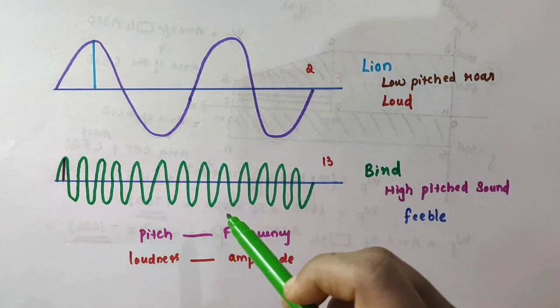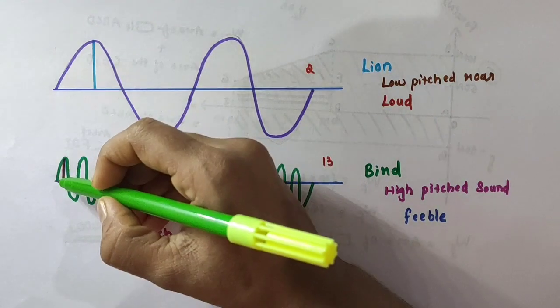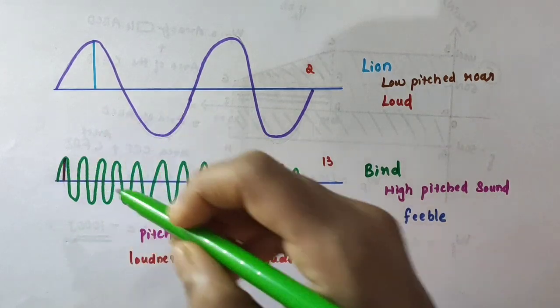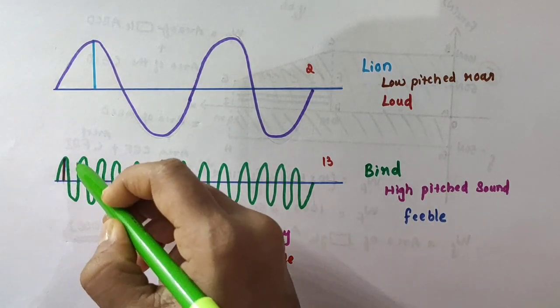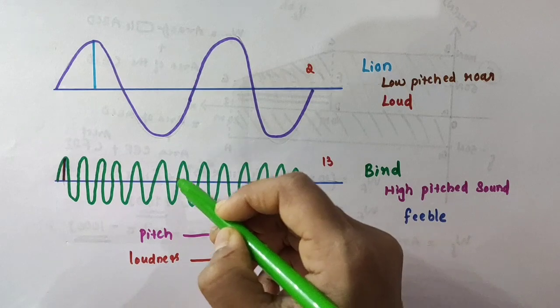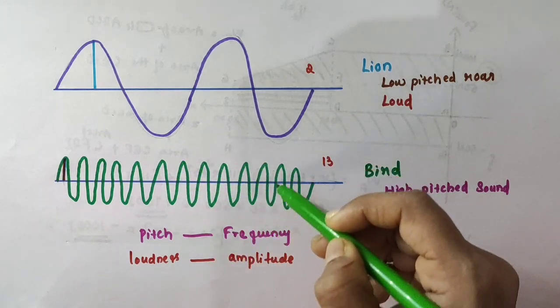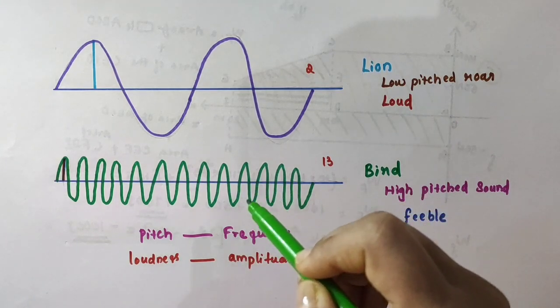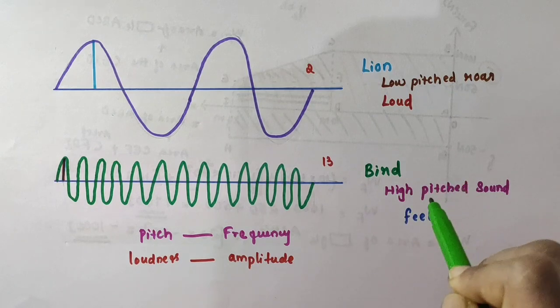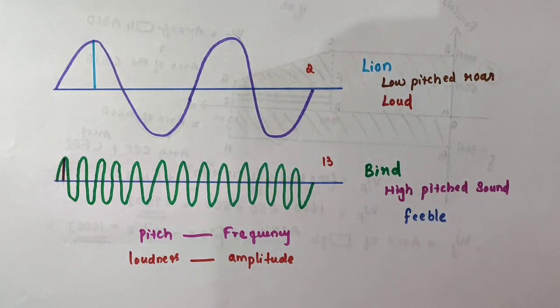But in the case of a bird, see the amplitude is less, so the sound of the bird is quite feeble. But see the frequency: 1, 2, 3, 4, 5, 6, 7, 8, 9, 10, 11, 12, 13 oscillations are there in 1 second. So frequency is higher here, hence a high pitched sound. The frequency of the voice of a child is higher than that of an adult. Usually the voice of a woman has a higher frequency than that of a man.